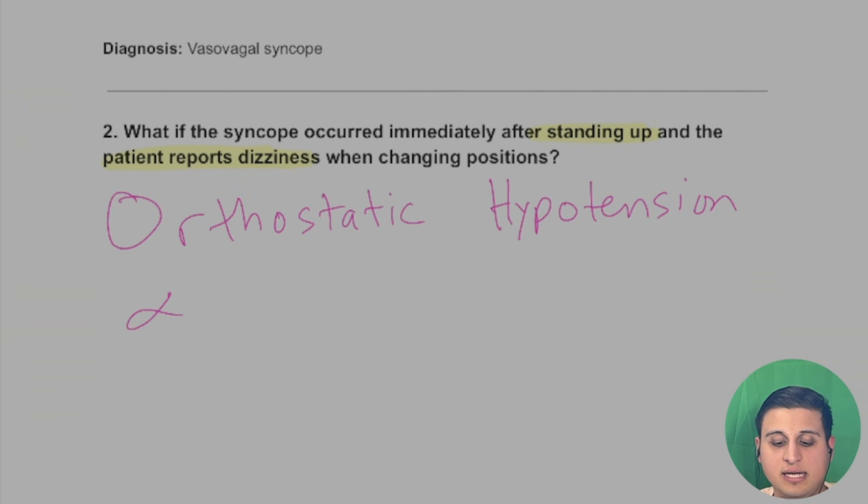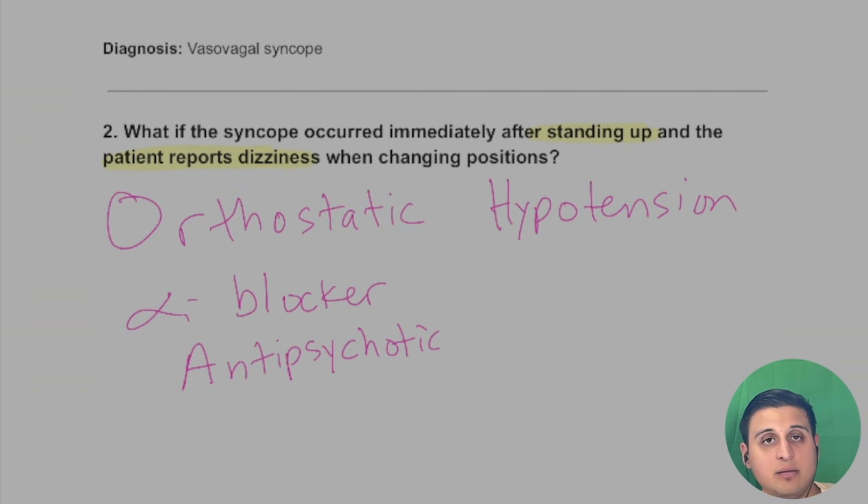Maybe the patient's taking an alpha blocker, right? Alpha 1 blocker, something like tamsulosin. Maybe they're taking an antipsychotic, right? A lot of antipsychotics have alpha 1 blockade, and it can cause some sort of orthostatic hypotension, right? So these are the things we need to look out for in patients, making sure they don't have orthostatic hypotension from a medication, and then causing some sort of hip fracture or epidural hematoma, right?